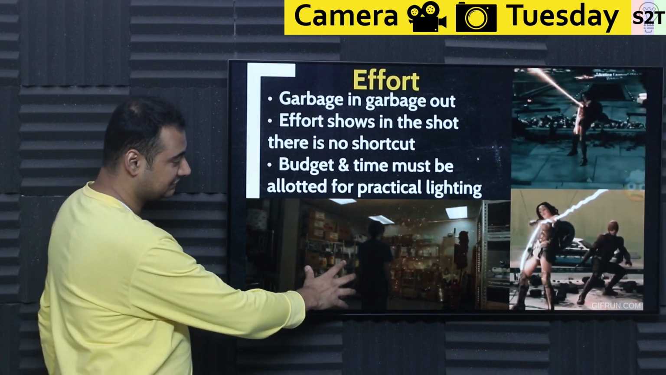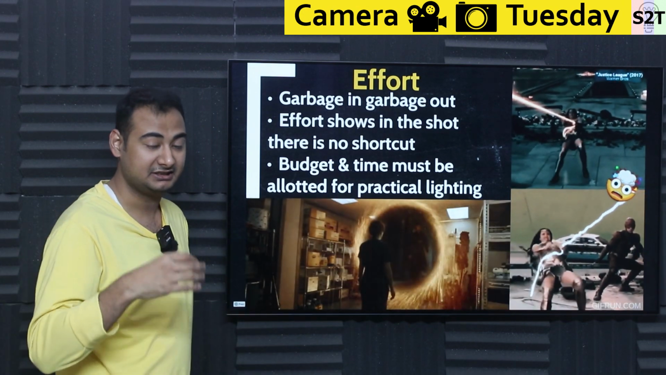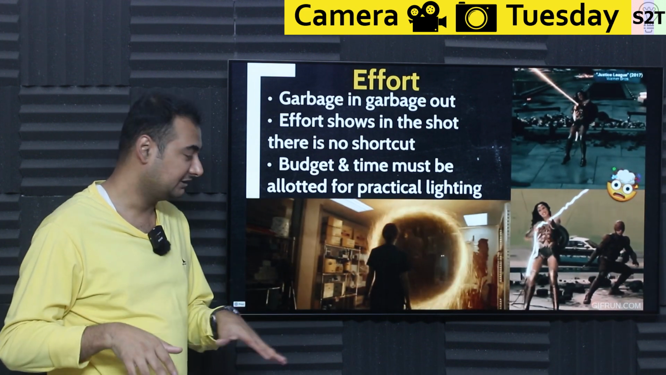For example, this is the Doctor Strange portal effect. Now here's the deal. Why the heck did they spend so much money building an LED ring? Here's the deal. Let's put money in context.